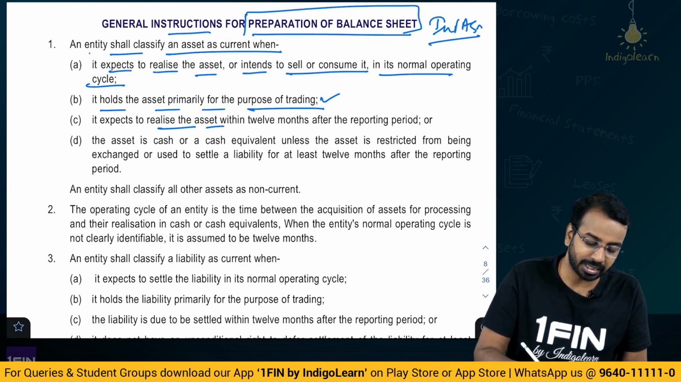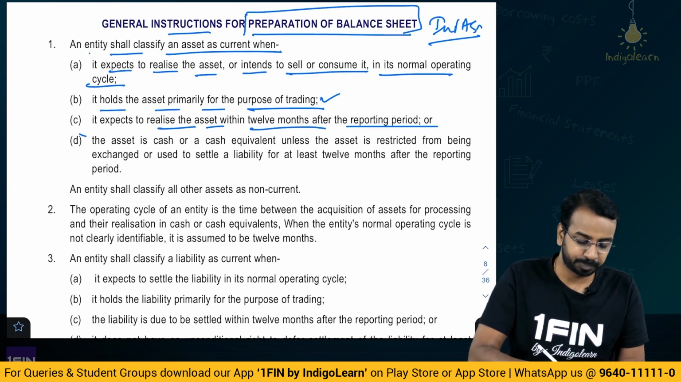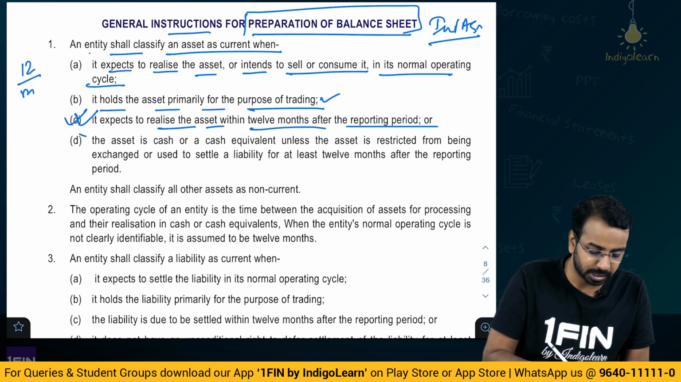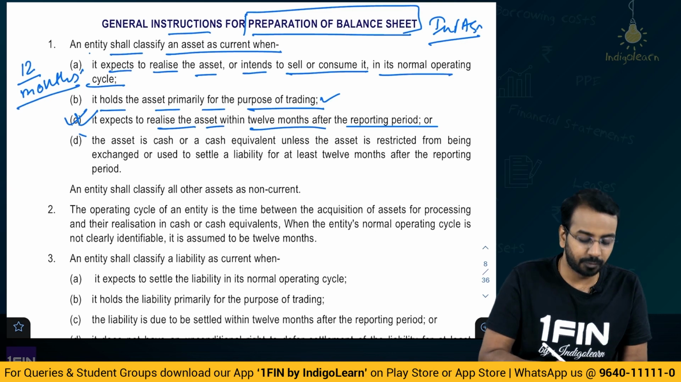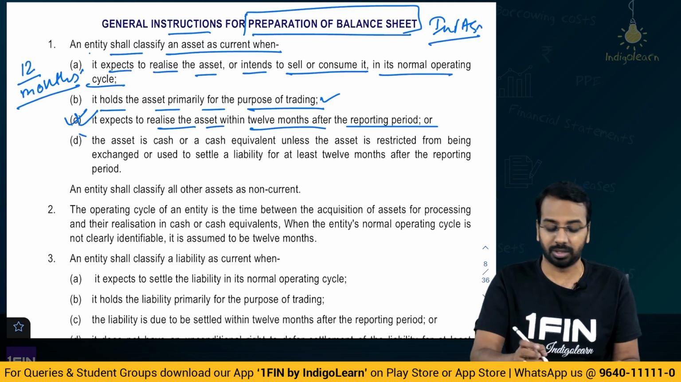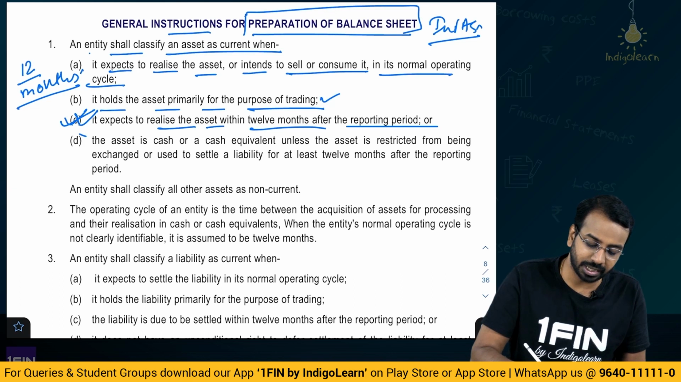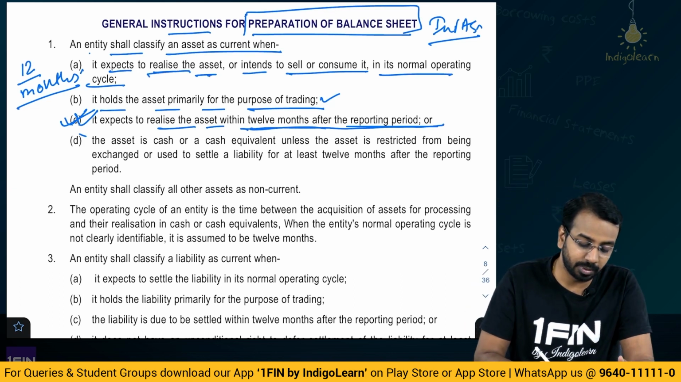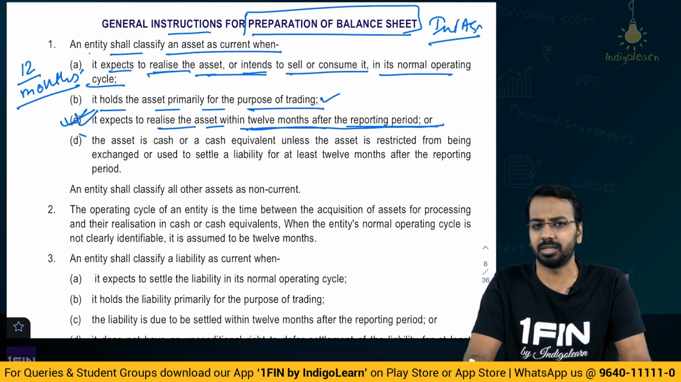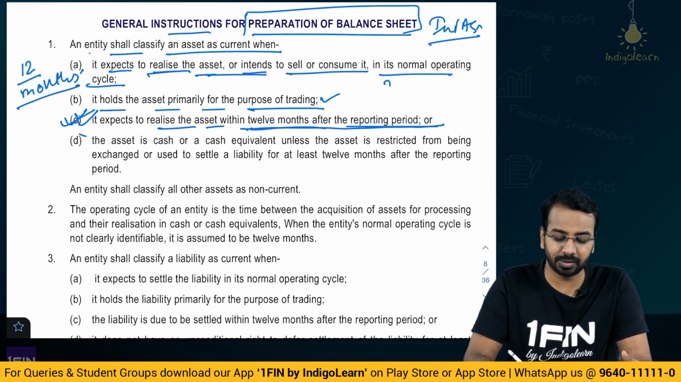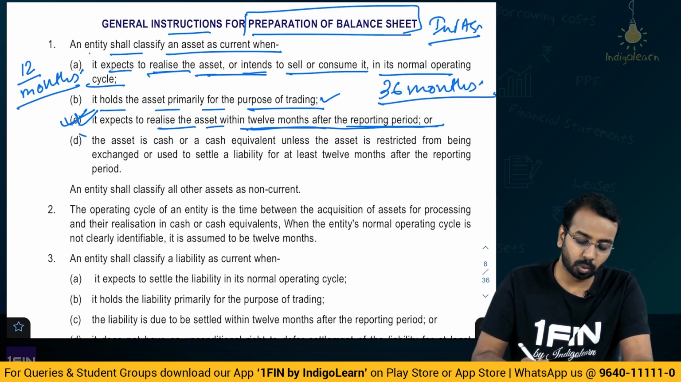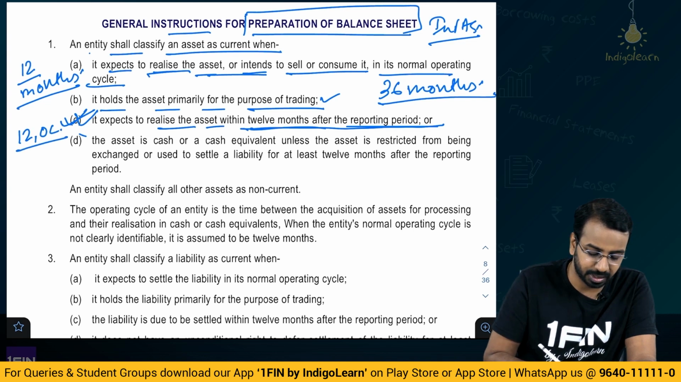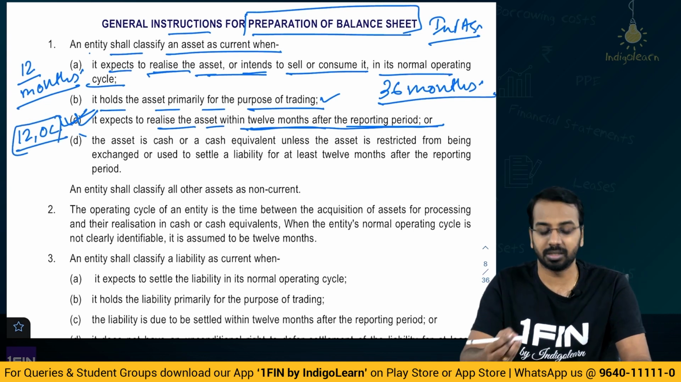It expects to realize the asset within 12 months after the reporting period. This is the most important thing which you have to keep in mind: something which will be realized within 12 months, that is, before the end of the next financial year. If you are expecting to realize, then it is current. Most of the cases the 12 months criteria will be met and it will be classified as current. But there may be assets where it may be beyond 12 months. For example, in real estate industries, where let us say your operating cycle itself is 36 months. So what you have to keep in mind is something which can be realized within 12 months or the operating cycle, then it is a current asset, otherwise it is a non-current asset.